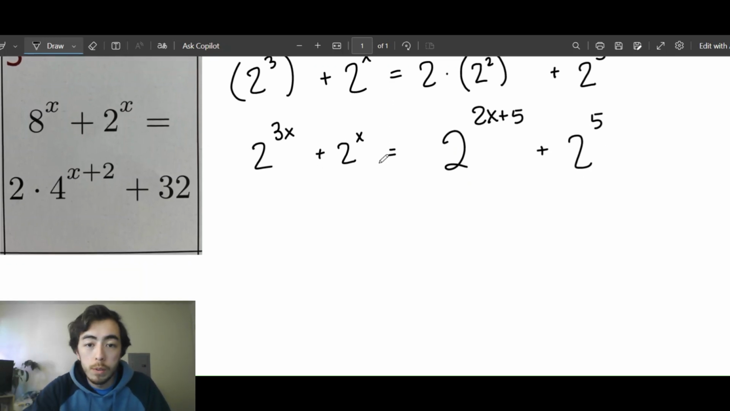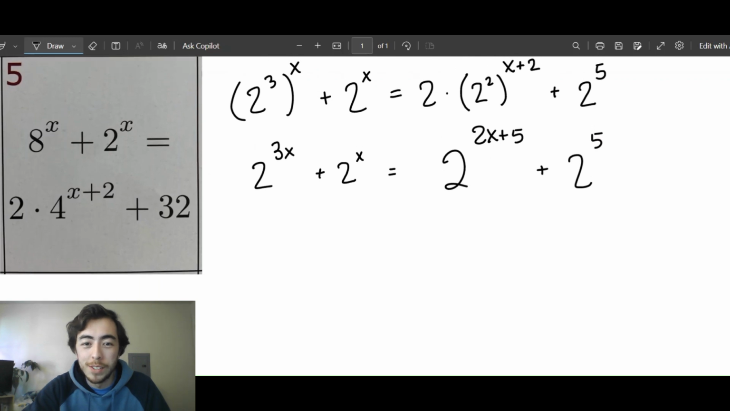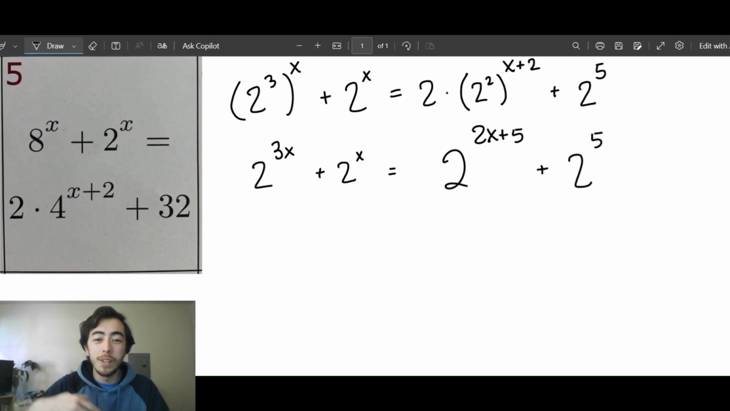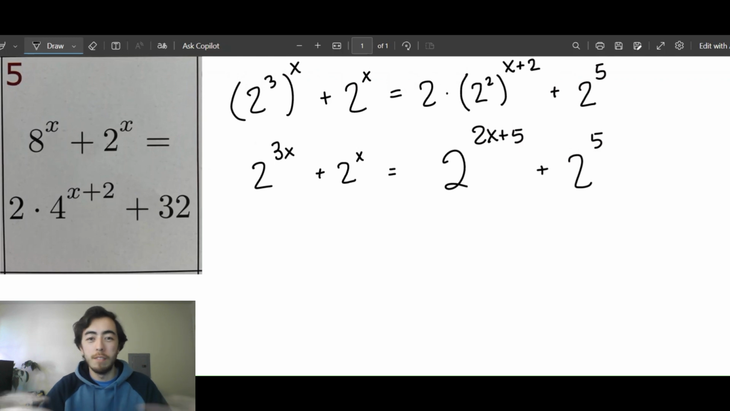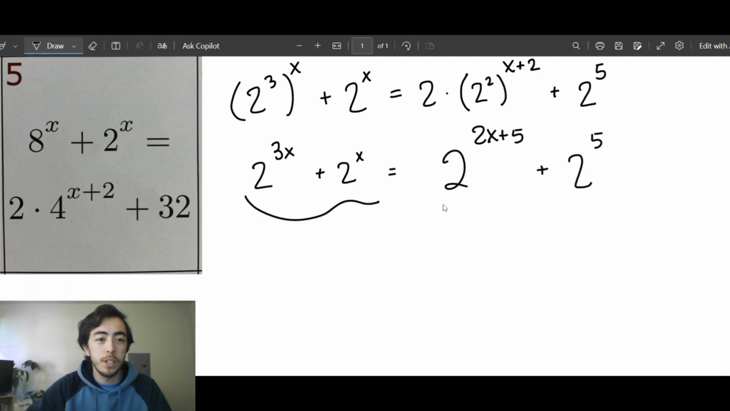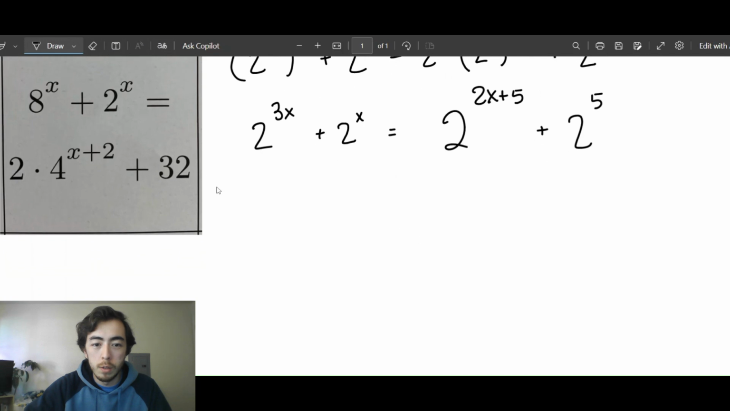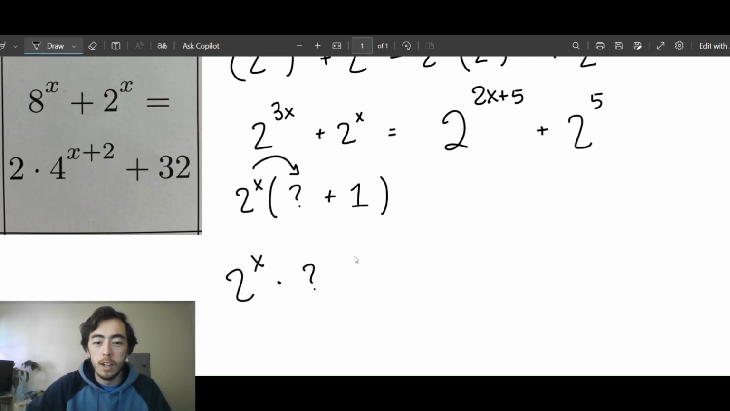I still have no clue how to solve this, so I'm just going to keep trying. What I did 2 days ago is I factored stuff. I tried finding the greatest common factor out of both of these expressions, and then maybe that's going to help. So if I factor out 2 to the power of x, I'll be left with just a 1 right here. And then I need to think 2 to the power of x times something. When I distribute it, I'll get something here. And this should equal 2 to the power of 3x.